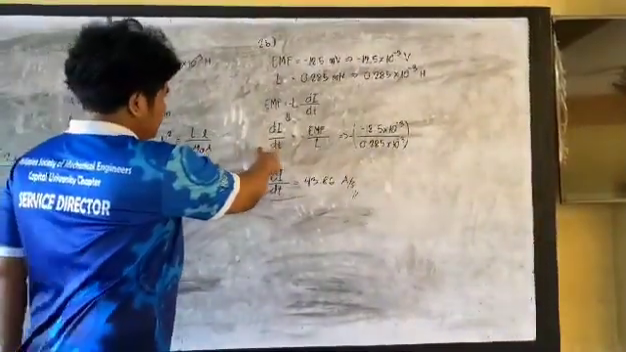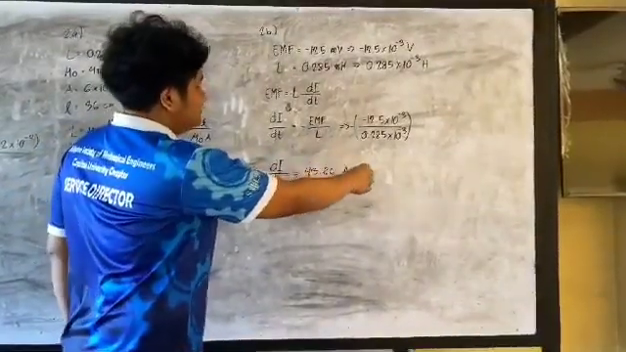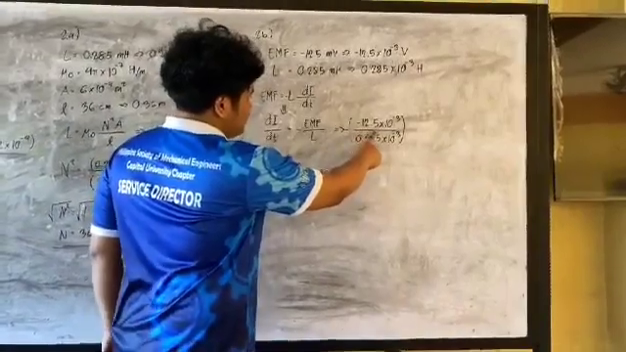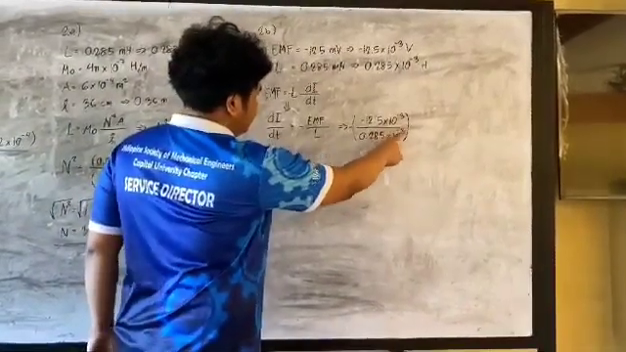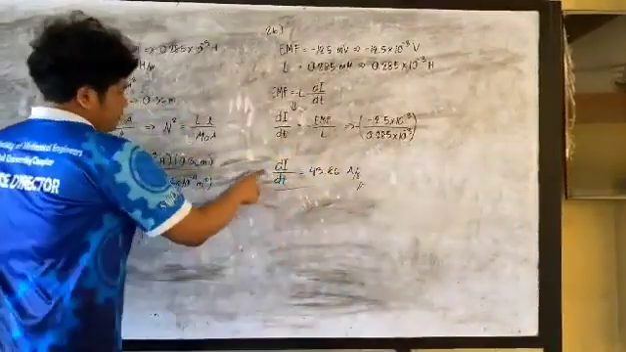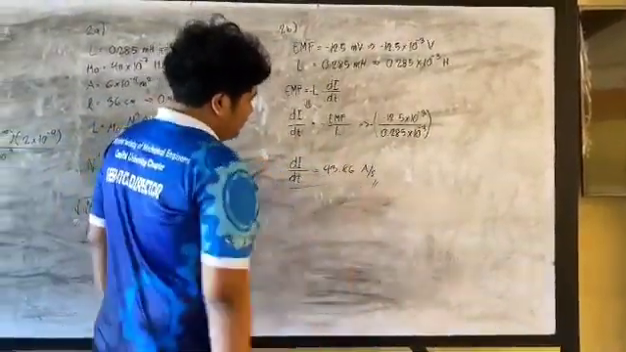So we have di over dt is equal to negative EMF over L. Then we substitute the values, which is negative negative 12.5 times 10 to the negative 3 over 0.285 times 10 to the negative 3. Then we have di over dt is equal to 43.86 amperes per second.